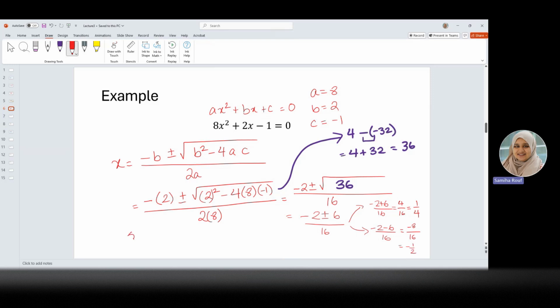So the solution set here is 1 over 4 and negative 1 over 2. These are the two possible values of x that would satisfy this equation.